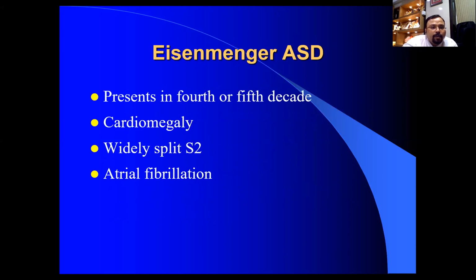In ASD, as I told you, there will be a large heart, cardiomegaly, with wide splitting of S2, and they may present with atrial fibrillation due to right atrial dilatation. And usually Eisenmengerization in ASD presents in the fourth or fifth decade.